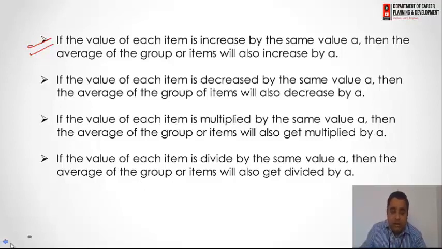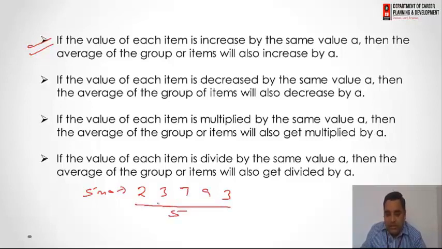In general, taking the previous example, the 5 numbers are 2, 3, 7, 9 and 3. If all numbers are decreased by a certain value, then the average is also decreased by that certain value. Suppose the average of these numbers is 2 plus 3 plus 7 plus 9 plus 3: 5 plus 7 is 12, 12 and 9 is 21, 21 and 3 is 24. 24 by 5, then the average becomes 4.8.